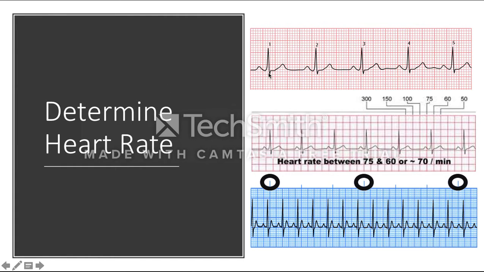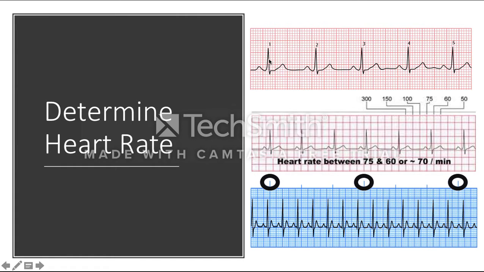Let's now look at the top ECG tracing, and we'll determine what the heart rate is on this 6-second strip. So we're going to start 1, 2, 3, 4, 5. We have 5 beats in our 6 seconds. So let's multiply the 5 beats by 10. That gives us 50 beats in 60 seconds. So our heart rate would be 50 beats per minute.